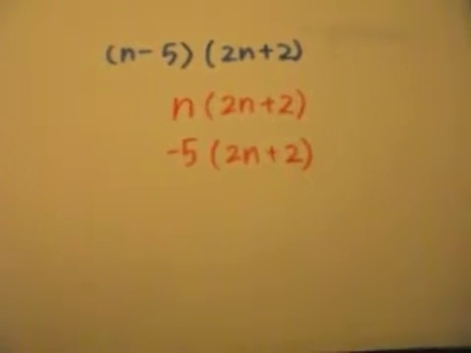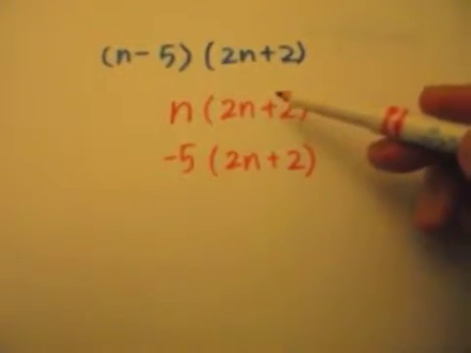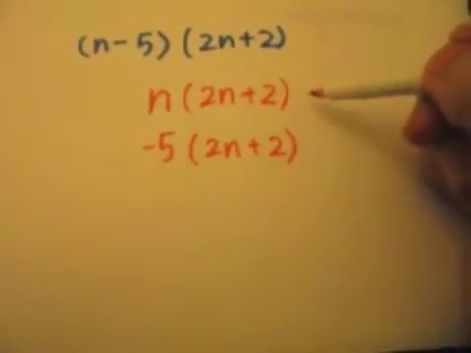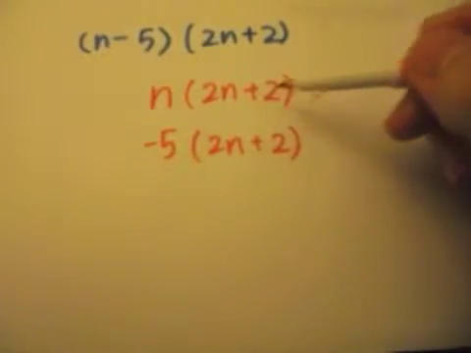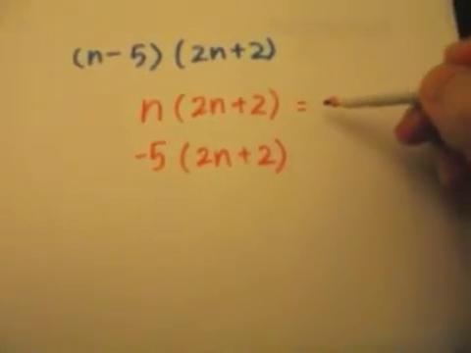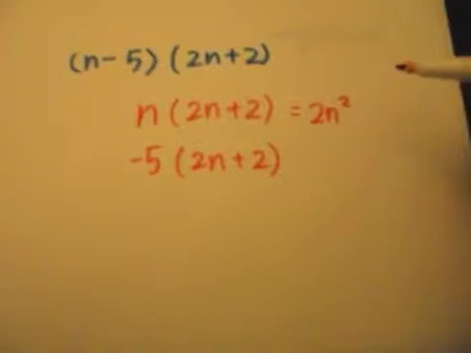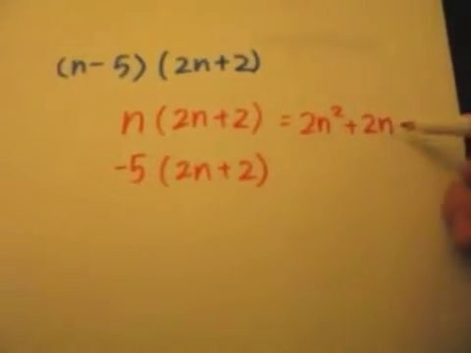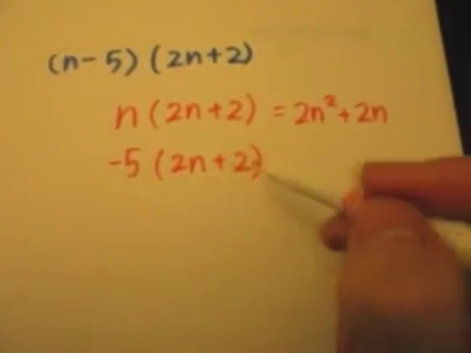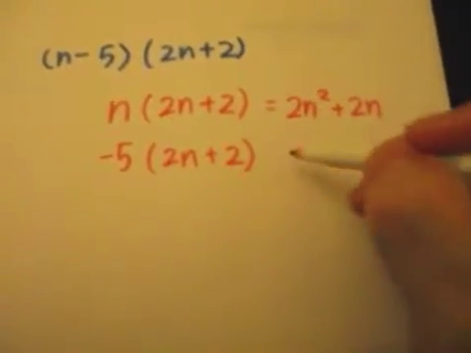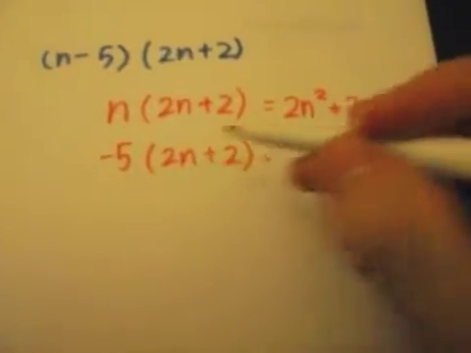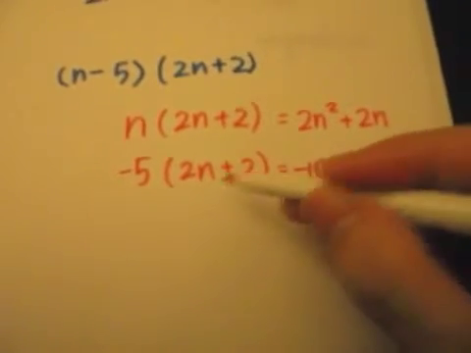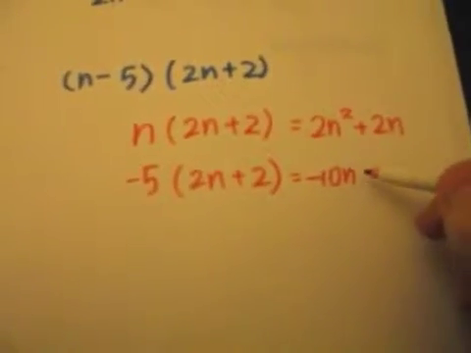Now I can look at this problem as two separate distribution problems. I'm going to take this expression right here and just distribute the n. That gives me 2n squared plus 2n. And I'm going to take this expression here and just distribute the negative 5. Negative 5 times 2n gives me negative 10n. And negative 5 times 2 gives me negative 10.